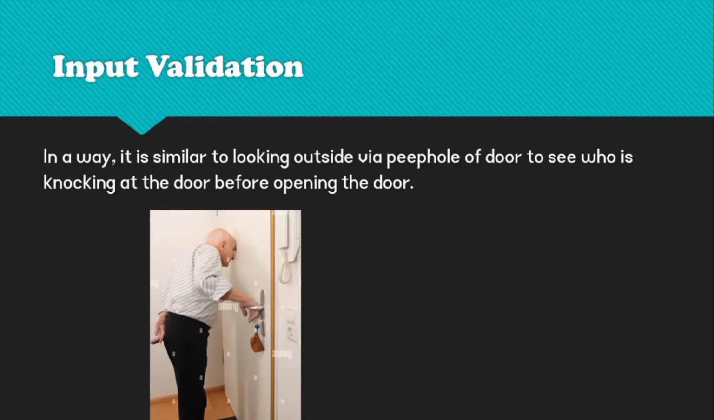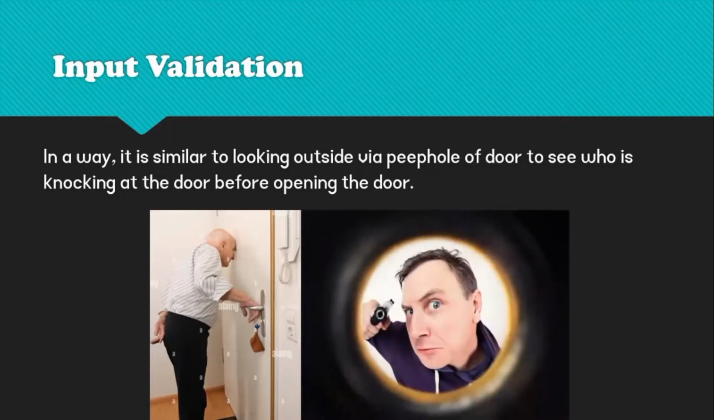If that is an authorized person, you will allow him to come in. And if he's not an authorized person, he's going to harm you, he's going to do something bad to you, then you won't allow him in at all. So this is a real example regarding input validation, which is a prevention of SQL injection.